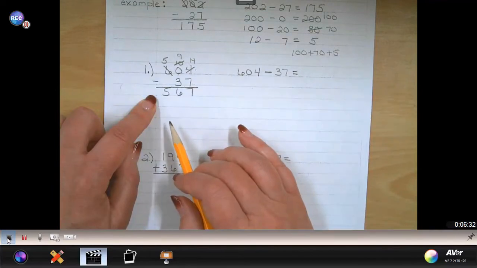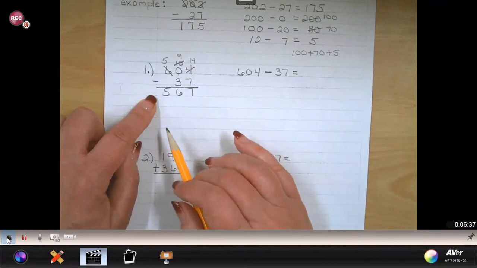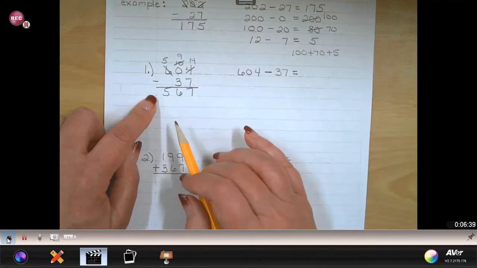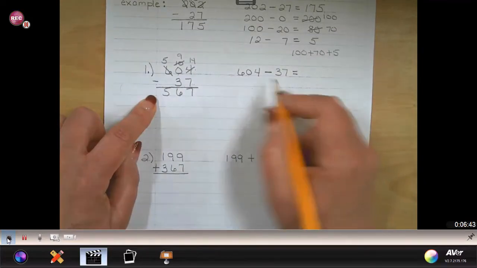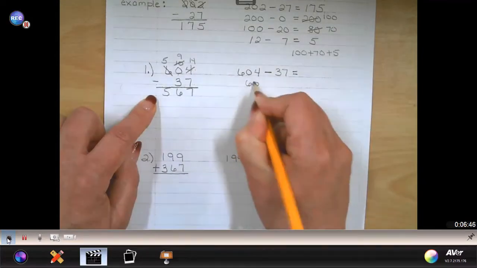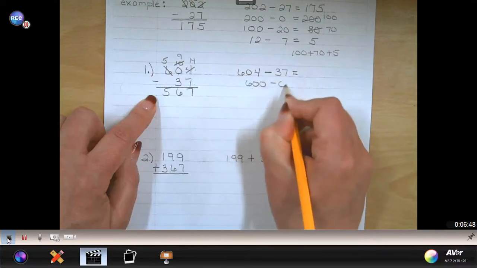So just rounding and thinking in that idea might even help you get an about answer before you actually start working this out. It's called being reasonable, right? If something's not reasonable, we should revisit it and make sure that we're correct.